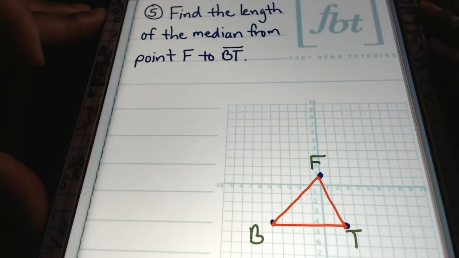Now check out number 5, Lewis. I think you'll appreciate this as a college test question. Definitely, it's from a standardized test. This is a good one. It says to find the length of the median from point F to BT.